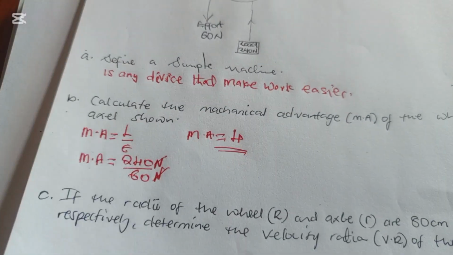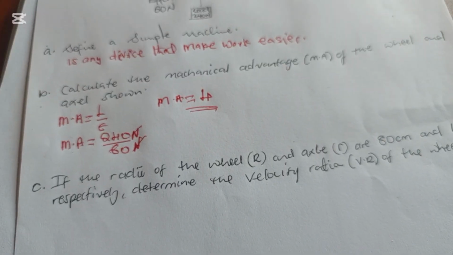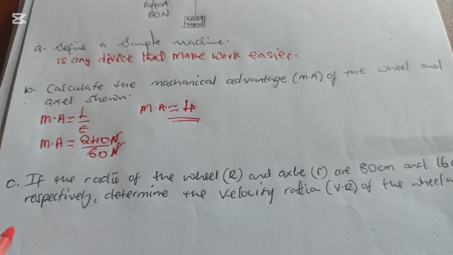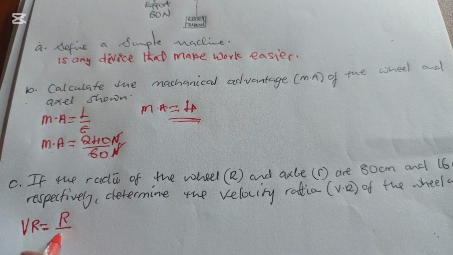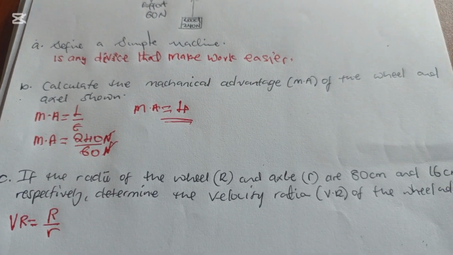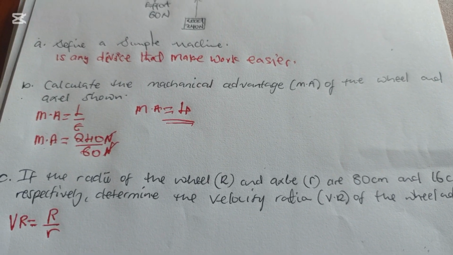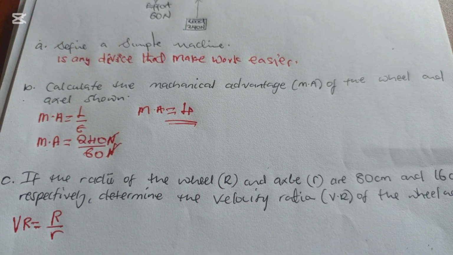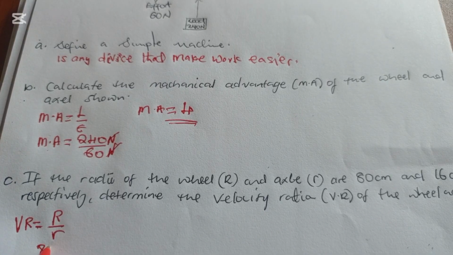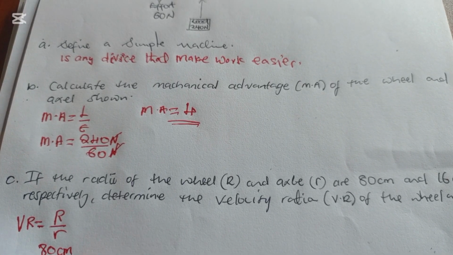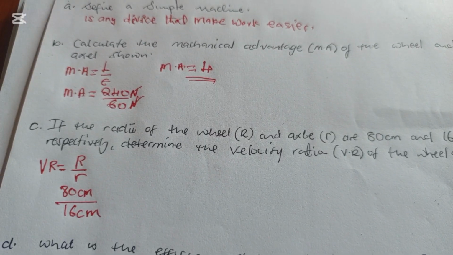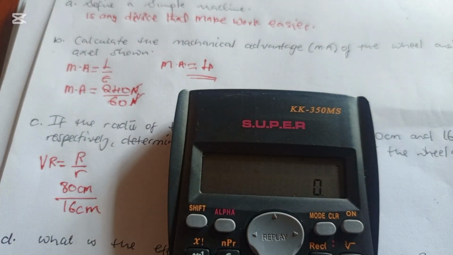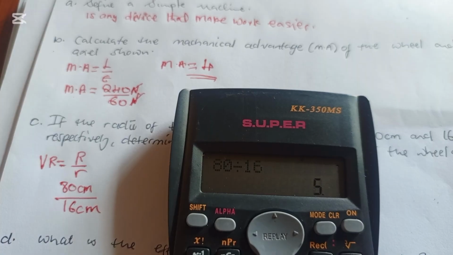So now from here we write the formula. VR is equal to, as I said, big R over the small r. So when we make the correct substitution here, our big R, as you can see in the question, is 80 centimeters. So we put 80 centimeters like this, and the small r is 16 centimeters. You do like this. Then from here we make the division on the calculator. You say 80 divided by 16. So the answer is 5.